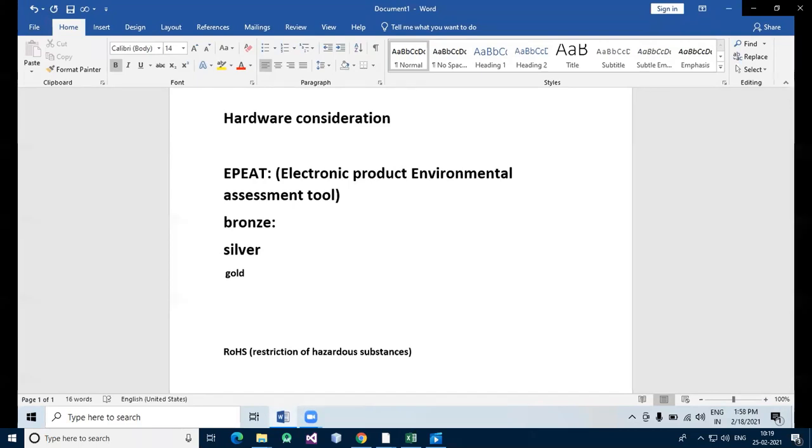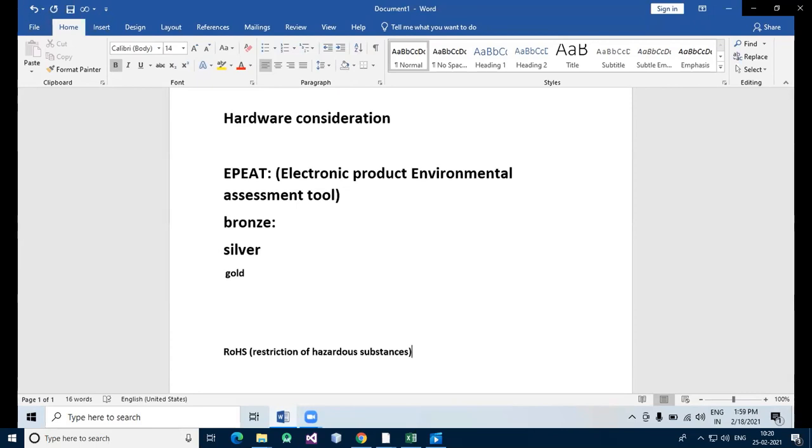July 2007. This directive restricts the use of hazardous materials like lead, mercury, cadmium, and polybrominated compounds in the manufacture of various types of electronic and electrical equipment. RoHS certified devices are offered all over the world.